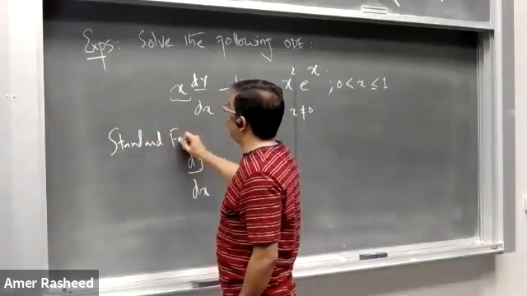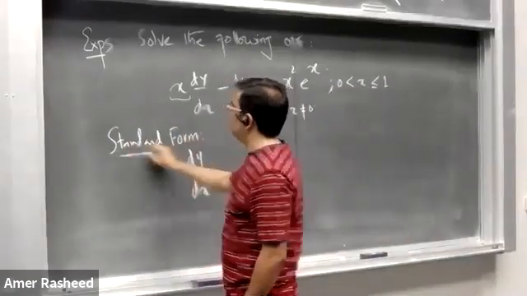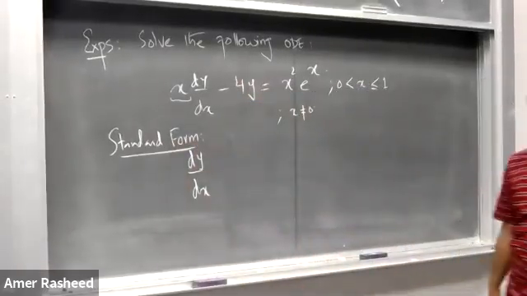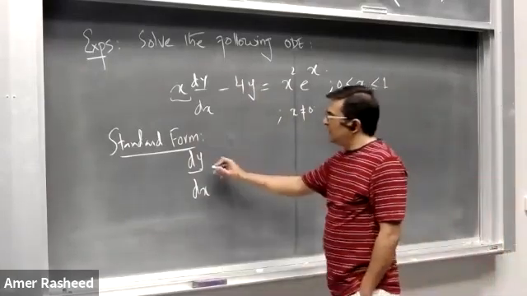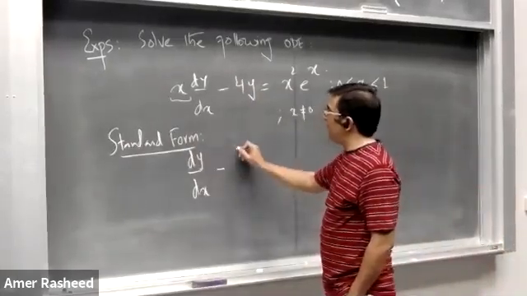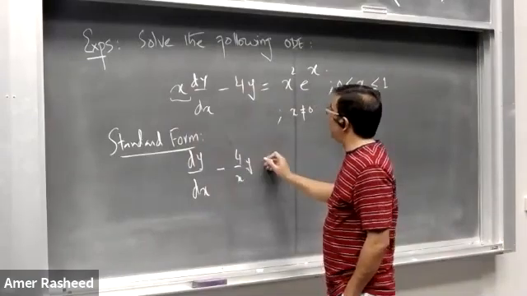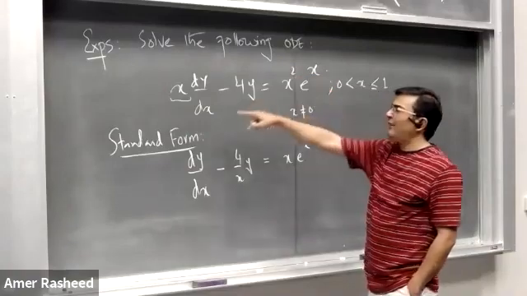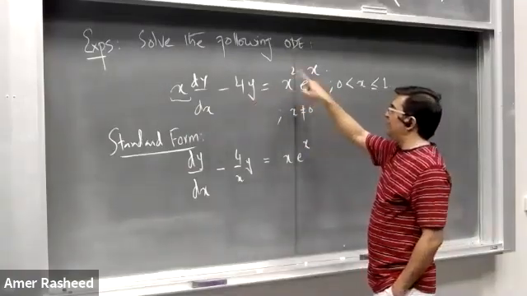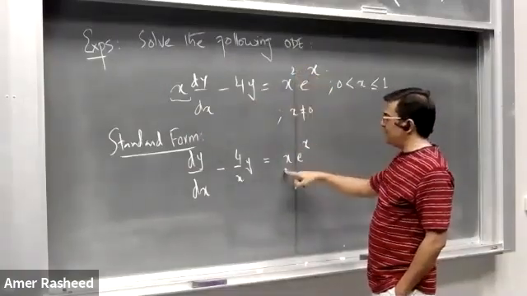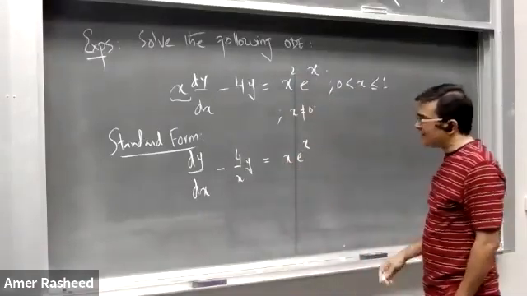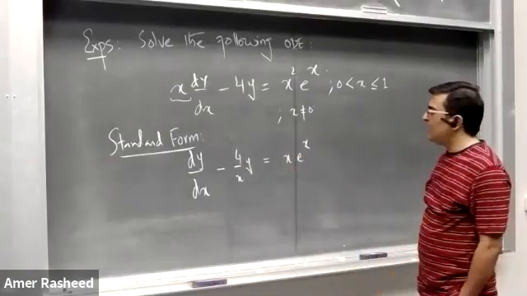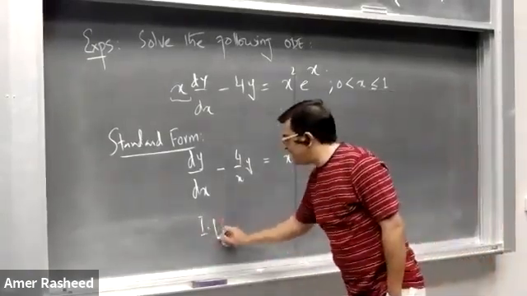The standard form will give us the function p of x, which we are going to use to find the integrating factor. So dy by dx minus 4 by x, y is equal to x e raised to power x. Because we have x squared here, when we divide by x, the x cancels, and we get x times e raised to power x. Now this is your standard form of the first order linear differential equation. Next we are going to find the integrating factor.